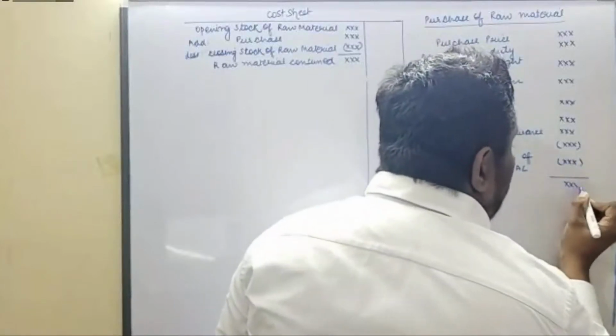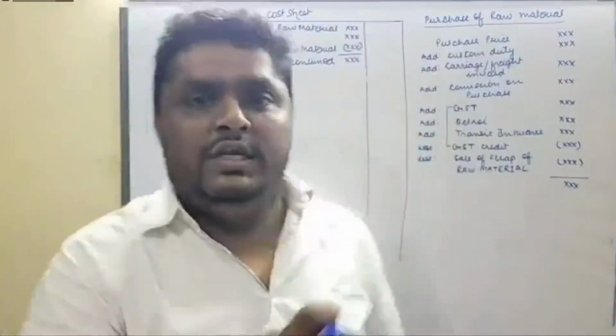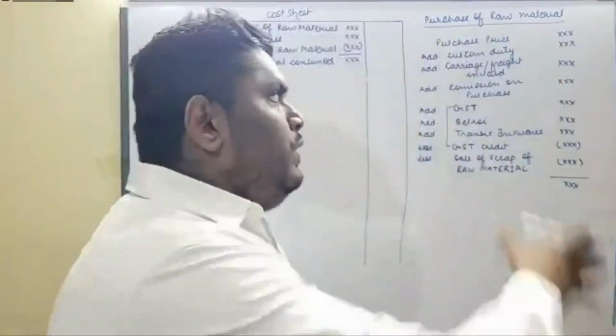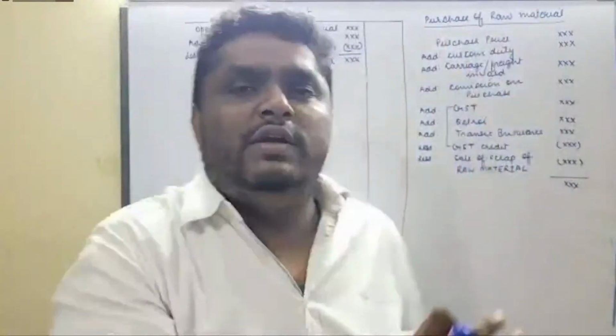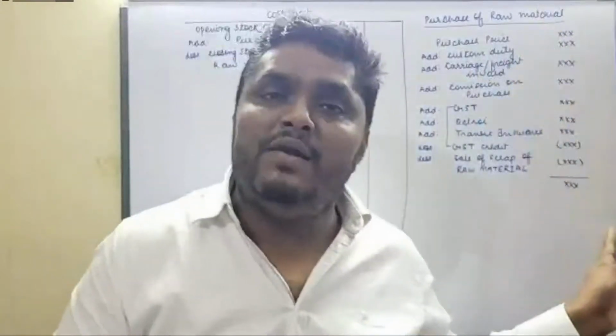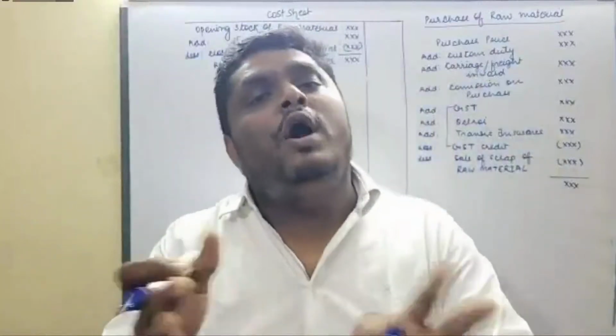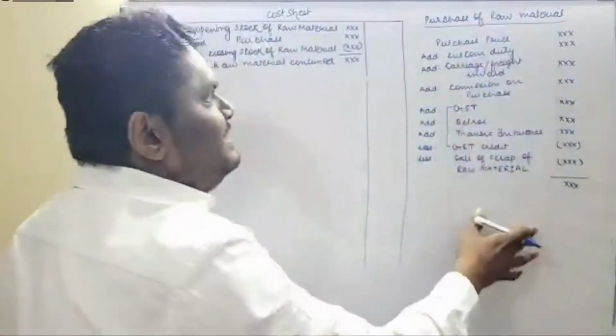The final value that is calculated will be shown in cost sheet. Alternatively, you can show this calculation in cost sheet also. So both the approaches are correct. Either show this calculation in a working note and then the final figure will appear in cost sheet, or alternatively, you can show this entire calculation in cost sheet also.